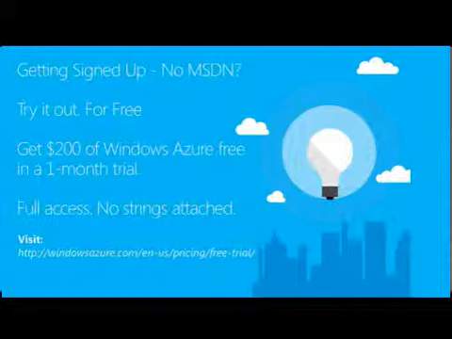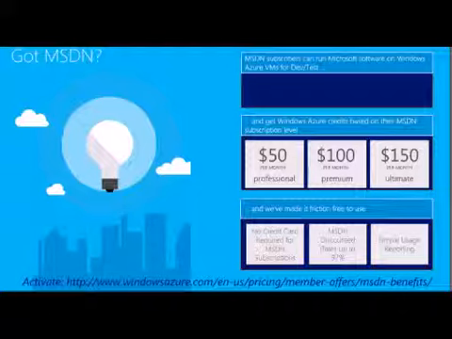What I want to go through here is just how you get signed up. Assuming that you don't have MSDN, there are two scenarios. One if you have MSDN, one if you don't. If you don't have MSDN, you can try out a free trial. Go to windowsazure.com on that URL there, and you'll get $200 worth of a free 1-month trial, full access to that, so you can get started with that at any point in time. If you have MSDN, you'll get a credit amount.